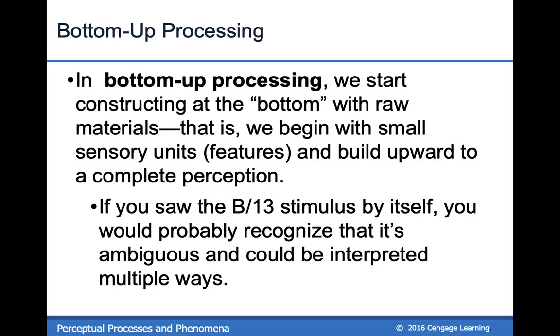Again, top-down uses context and knowledge and higher order thinking, and bottom-up is using basic perceptual features. It has nothing to do with looking from the top to the bottom or bottom up. It has to do with how you organize the information, whether you're using broader clues or really basic features.